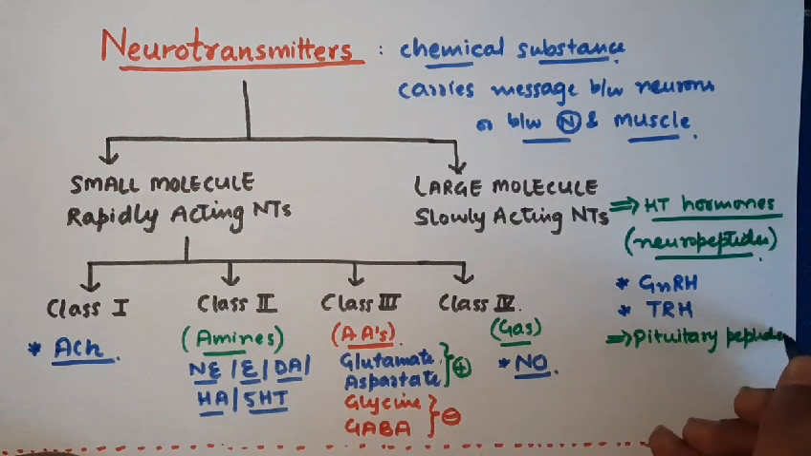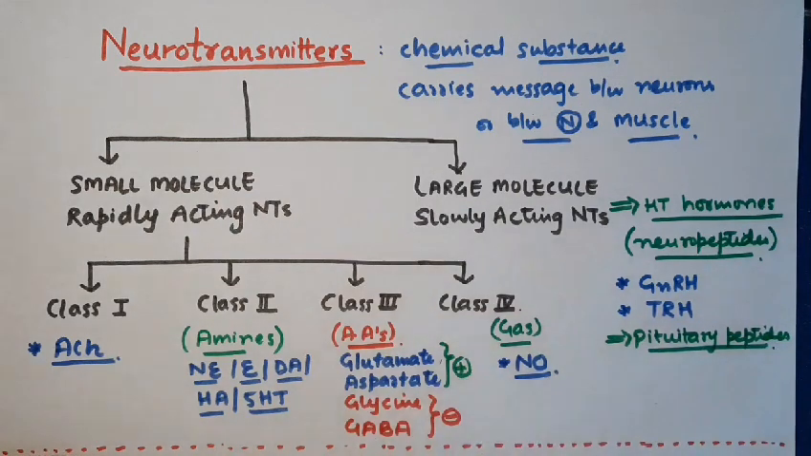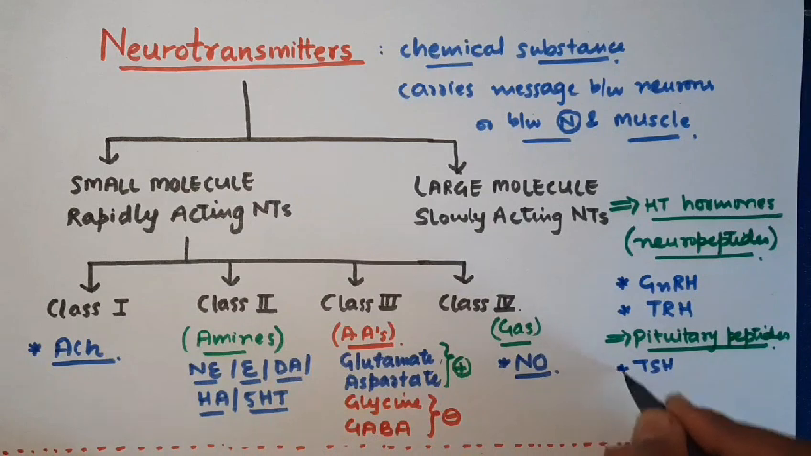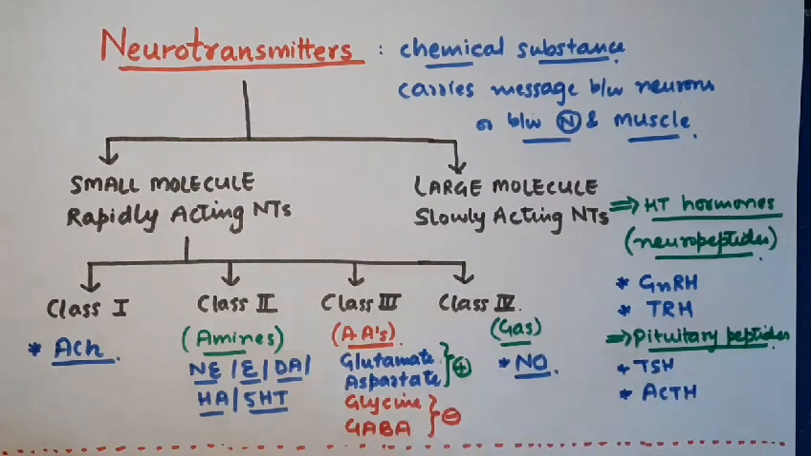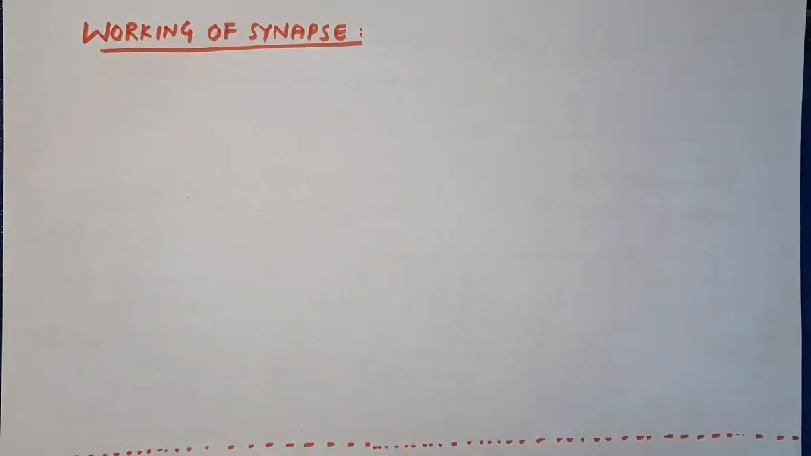It also includes pituitary peptides, that is, hormones which are released from the pituitary gland, peptide hormones. These are hormones such as thyroid stimulating hormone and adrenocorticotropic hormone. They can also act both as hormones and as neurotransmitters. So they are examples of large molecule slow acting neurotransmitters.